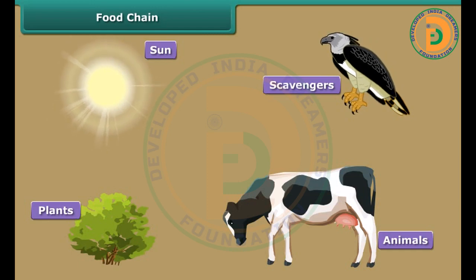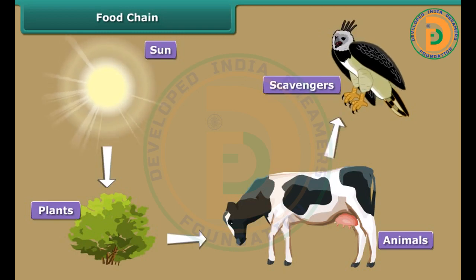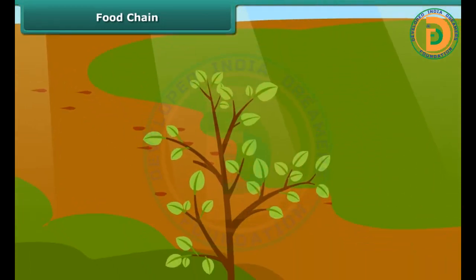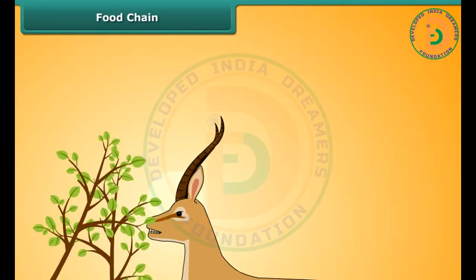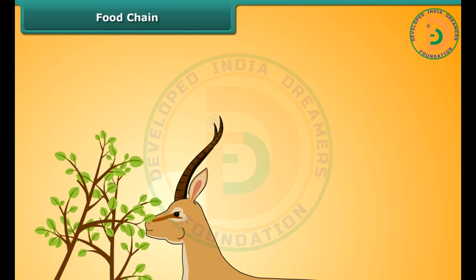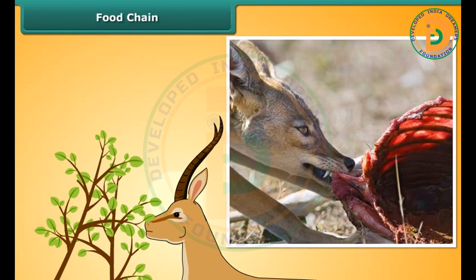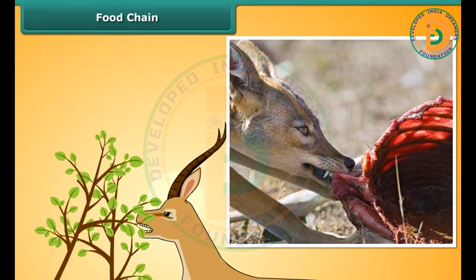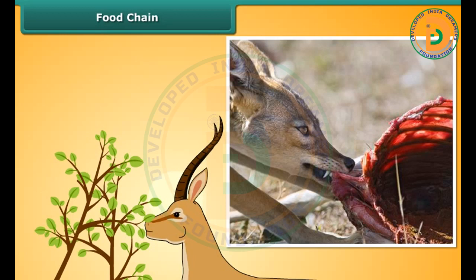The main constituents of the food chain are the sun, the plants, the animals, and the scavengers. The sun is the principal source of energy. The plants are the producers as they manufacture their own food with the help of sunlight. The animals are the consumers. Animals can be plant-eating herbivores or flesh-eating carnivores. Animals can also be omnivores, consuming both plants and other animals. The scavengers feed on dead animals.